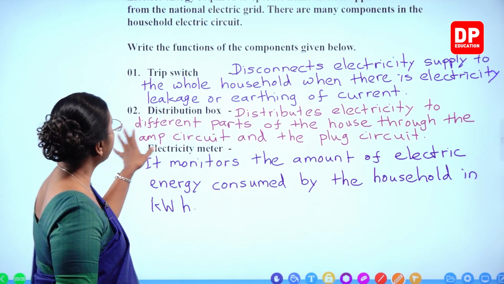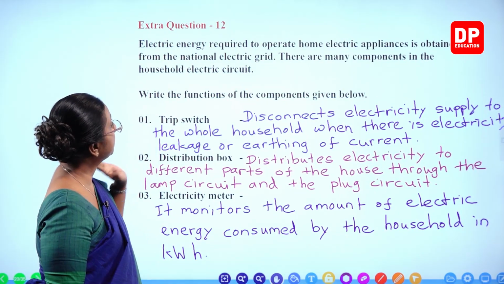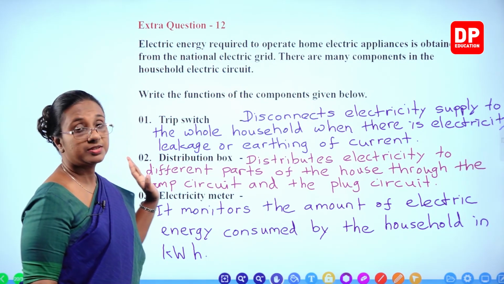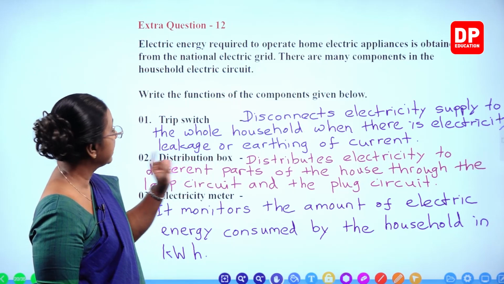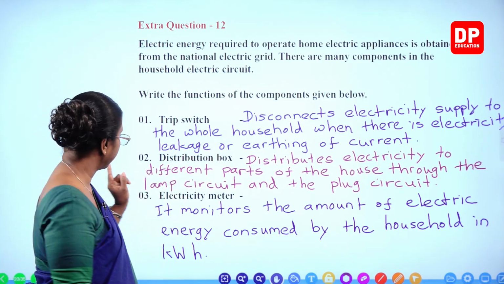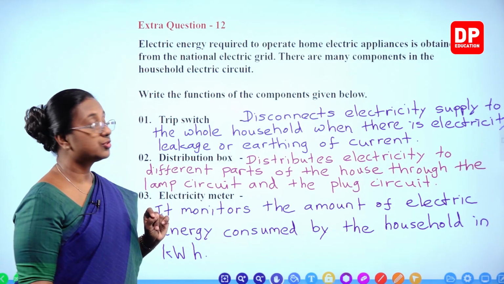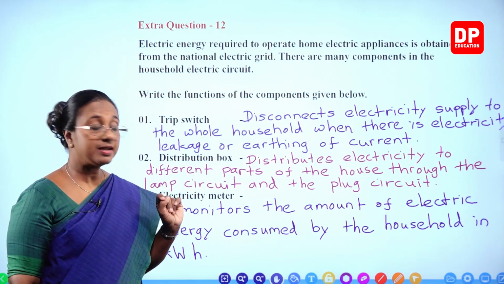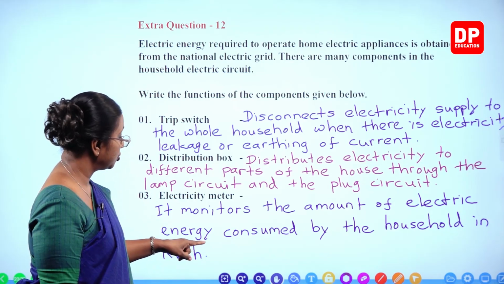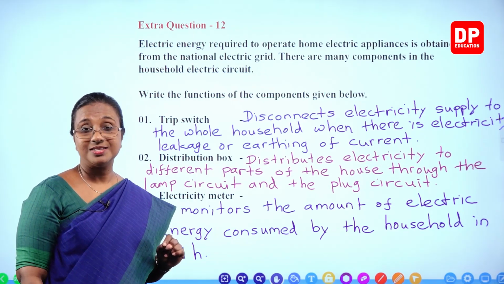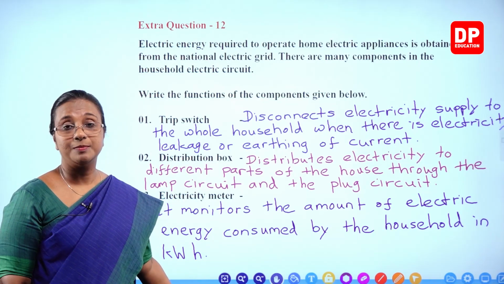So these are the functions of the different components. So this is a question where you are supposed to write the functions of the components given below. Trip switch disconnects electricity supply to the whole household when there is electricity leakage or earthing of current. Then distribution box distributes electricity to the different parts of the house through the lamp circuit and the plug circuit. An electricity meter, it monitors the amount of electric energy consumed by the household in kilowatt hours. So I'm sure students, you all also wrote the correct function for each of the components.